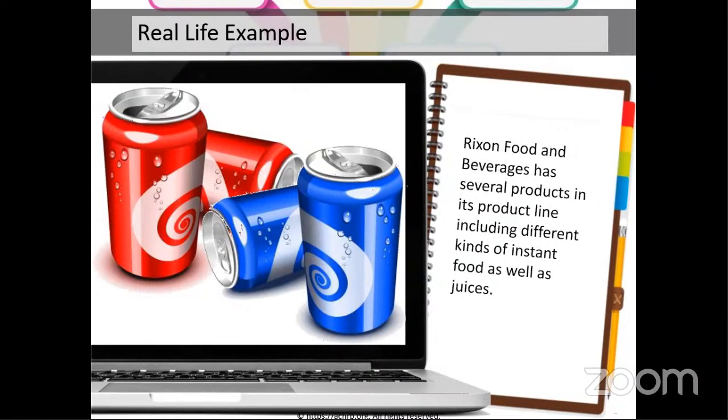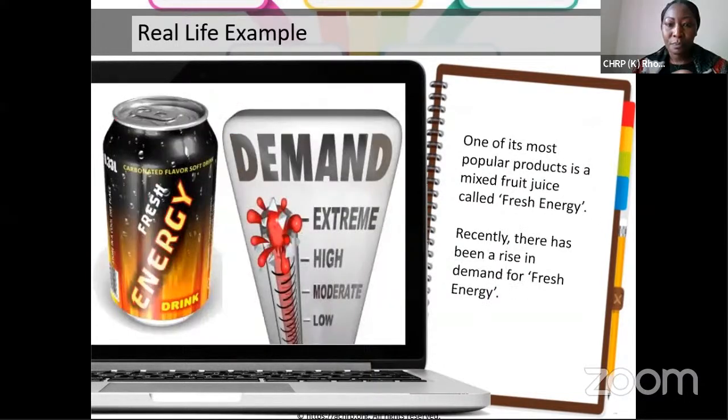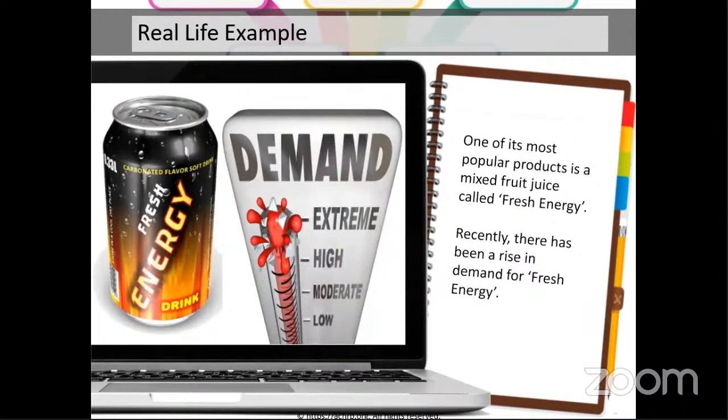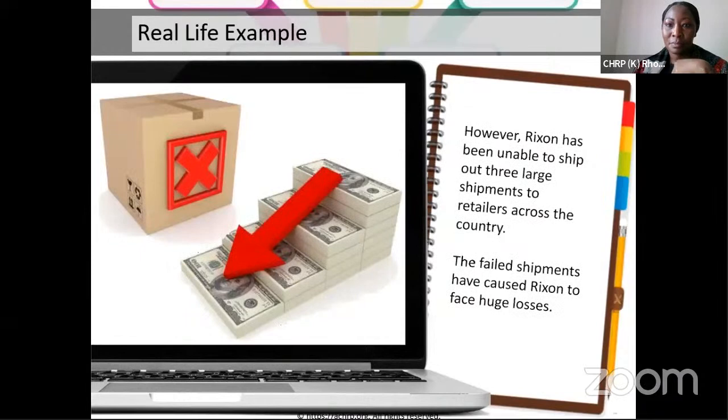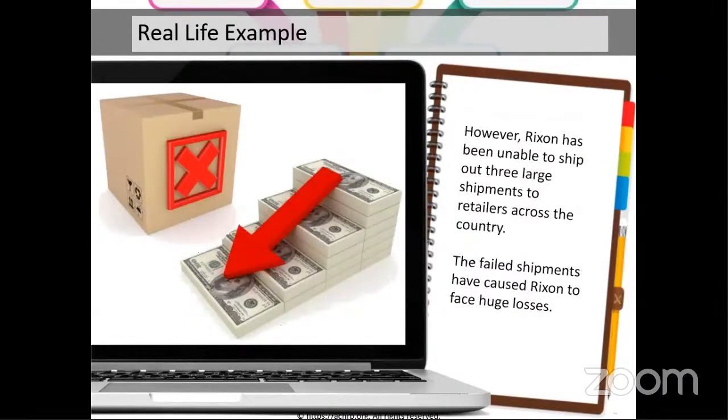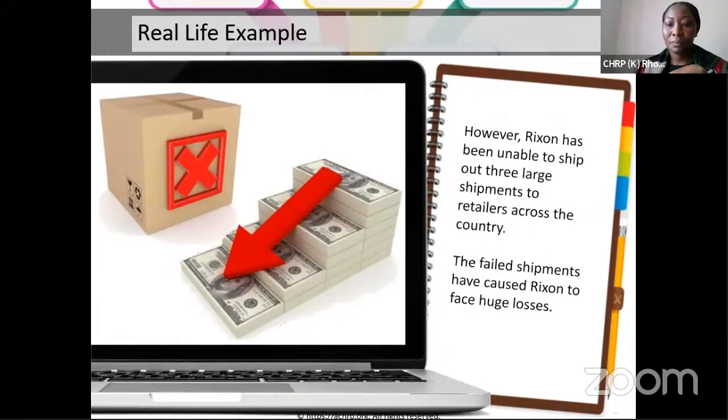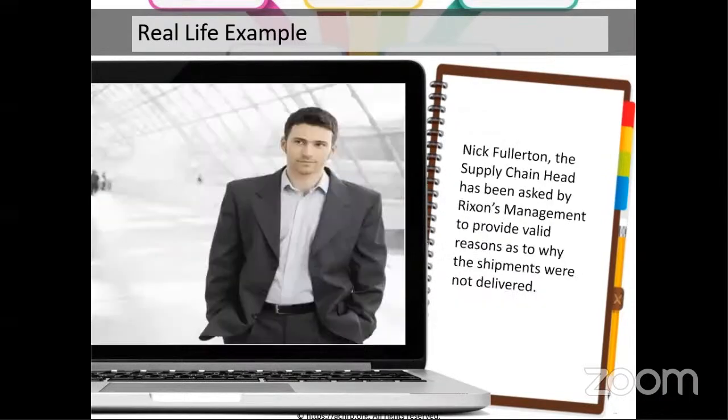Rickson Food and Beverages has several products in its product line, including different kinds of instant food as well as juices. One of its most popular products is a mixed fruit juice called Fresh Energy. Recently, there has been a rise in demand for Fresh Energy. However, Rickson has been unable to ship out 3 large shipments to retailers across the country. The failed shipments have caused Rickson to face huge losses. Nick Fallerton, the supply chain head, has been asked by Rickson's management to provide valid reasons as to why the shipments were not delivered.